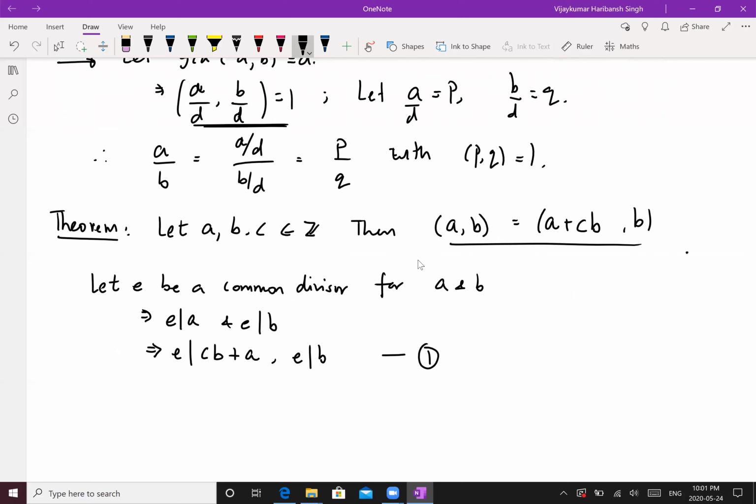That means E is a positive common divisor. Then we can say that E divides A plus CB and E divides B. So E is going to be less than or equal to, because it's a common divisor for both, and GCD is the largest common divisor. So this would mean that it's going to be less than or equal to the greatest common divisor, which is GCD of A plus CB, comma B. So that is 1.